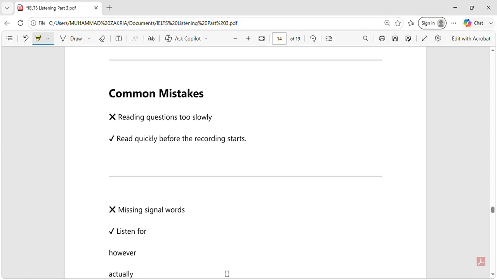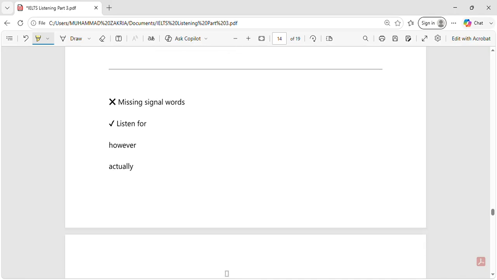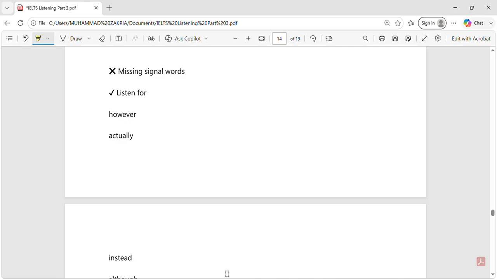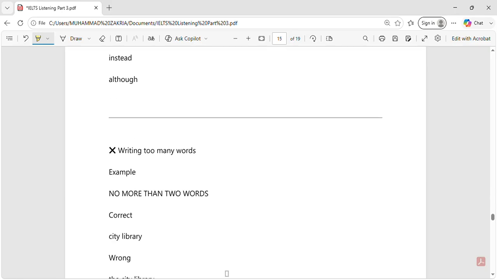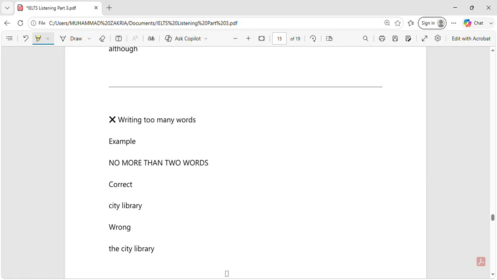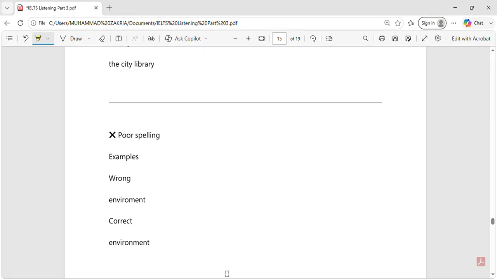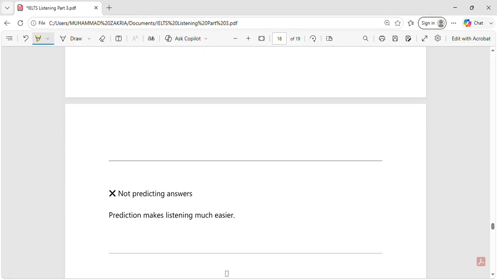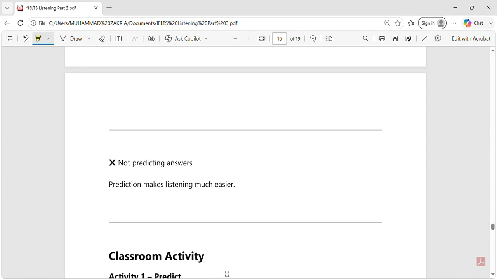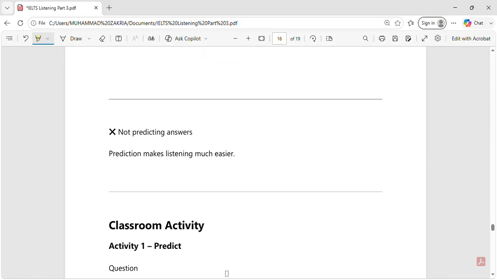Reading the question too slowly: no. Read quickly before the recording starts. Missing single words: no. Listen for words like actually, instead, although. Writing too many words: no. You must read the instructions: one word, two words, three words. Poor spelling: no, you must improve your spelling. Not predicting the answer: no, they distract you. You must predict your answer. It is much easier to find your answer.